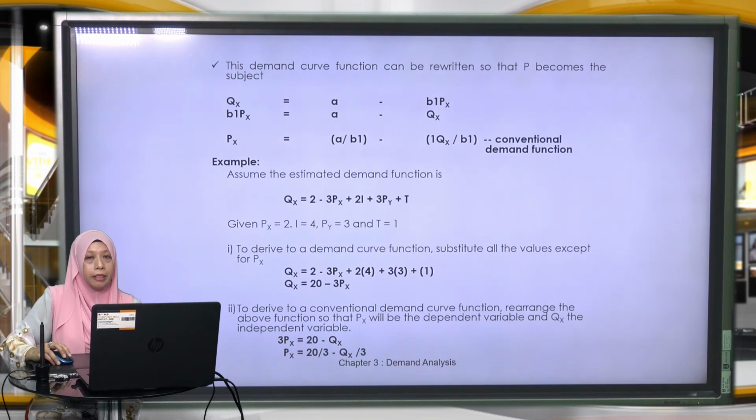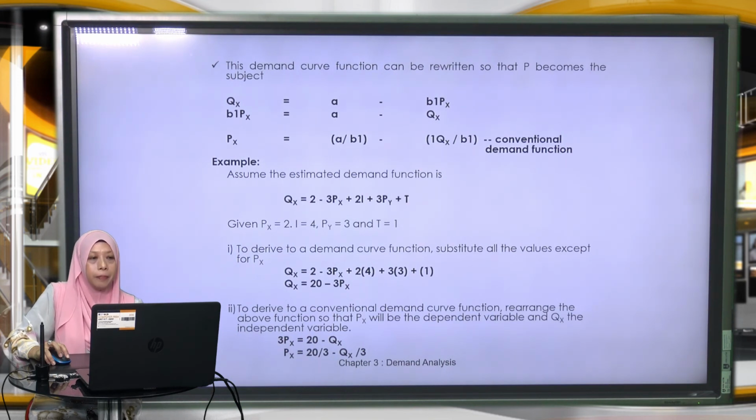If you want to derive the price function, you need to rearrange this equation. We're going to bring price to the left hand side of the equation and quantity to the right hand side, so we're going to switch rows. When you bring negative B1 Px to the left hand side, you have positive B1 Px equals A, and Qx, which is originally on the left hand side, we bring to the right hand side and it becomes negative Qx. Remember, we only want the price function, so you have to divide both sides of the equation by B1. You end up getting Px equals A over B1 minus Qx over B1.